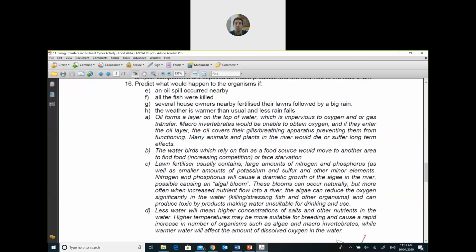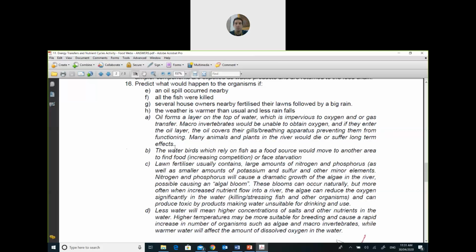Okay, so what would happen if an oil spill occurred? Well, the oil would form a layer on top of the water, which would block the oxygen from getting into the water. So therefore, all the invertebrates would be unable to obtain oxygen. And if they actually entered that oil layer, they would cover their gills and prevent them from functioning. So a lot of animals and plants would die off or suffer some form of long-term effect.